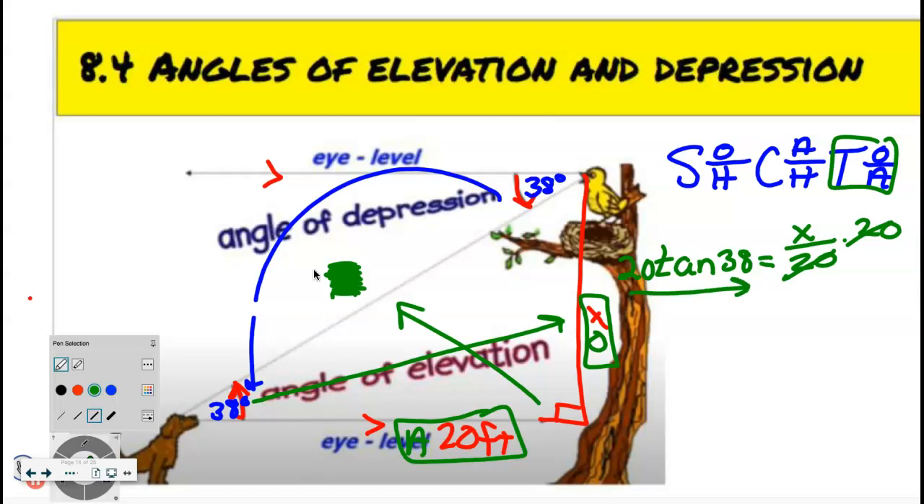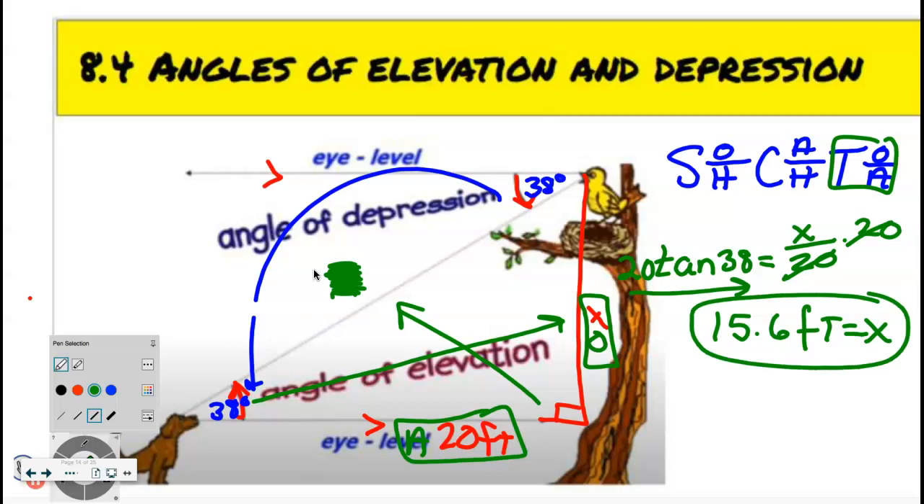15.6. So the height, can I get a backer on that? You're my first hour. So 15.6 feet would be the height of the tree without actually measuring the tree.